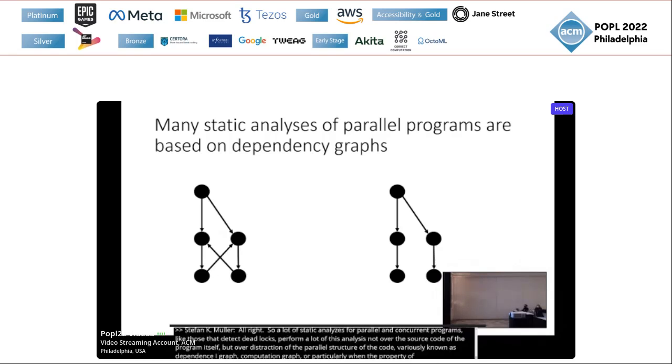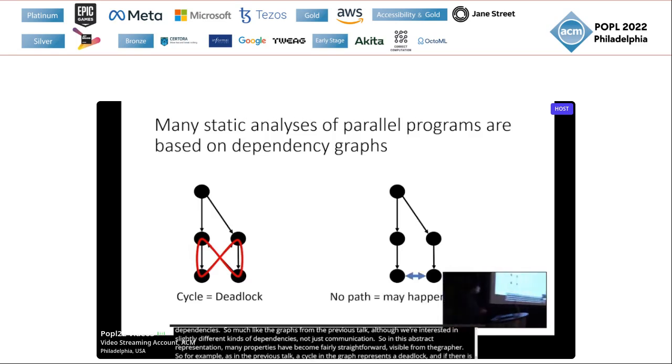So nodes in these graphs represent sequential pieces of computation, and edges represent dependencies. So much like the graphs from the previous talk, although we're interested in slightly different kinds of dependencies, not just communication. So in this abstract representation, many properties of interest become fairly straightforward to see from the graph. So for example, as in the previous talk, a cycle in the graph represents a deadlock. And if there is no path between two nodes in the graph, then the two program points corresponding to those nodes may happen in parallel. So this could be useful, for example, in detecting a data race.